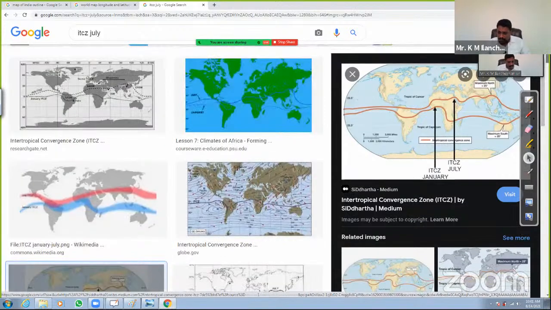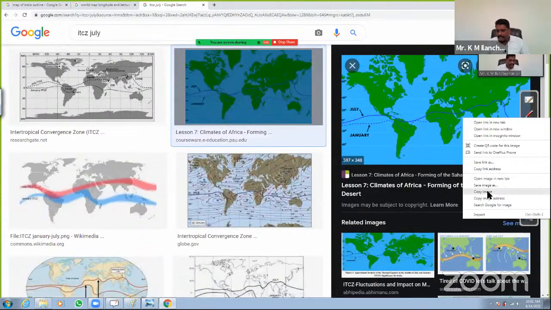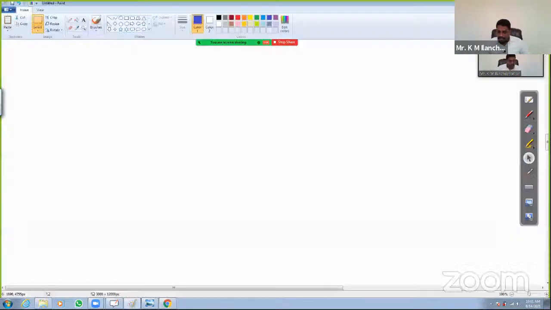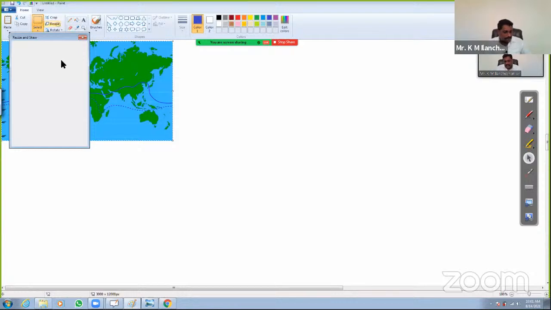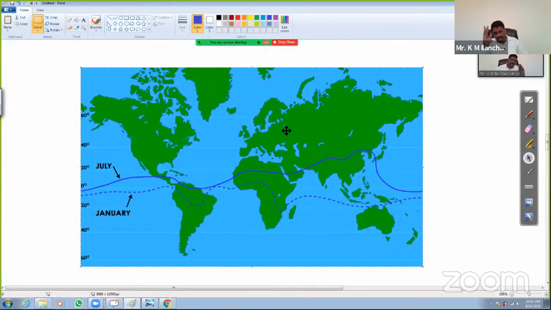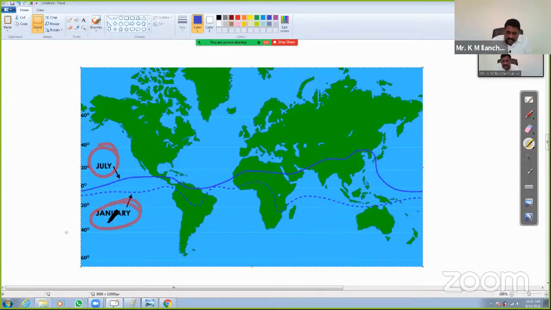With the earlier diagrams, see, my dear friends, I'm just bringing this ITCZ here. Intertropical Convergence Zone. Where exactly is the ITCZ placed during the different months of a year? What you are seeing is the ITCZ of July, my friend, normally the summer of the northern hemisphere. And what you are seeing is the ITCZ of January. The ITCZ of July is placed in the northern hemisphere. The ITCZ of January is placed in the southern hemisphere.